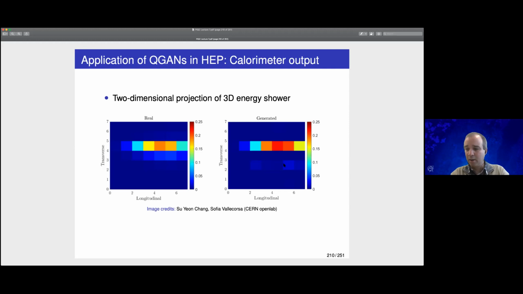And at CERN Open Lab, we are working on modifications of these models, also in collaboration with Cambridge Quantum Computing, and this is an active field of research which is of great interest to us.